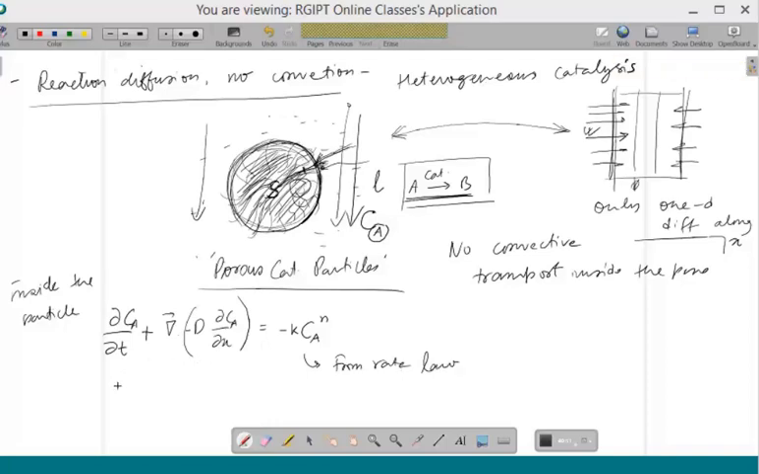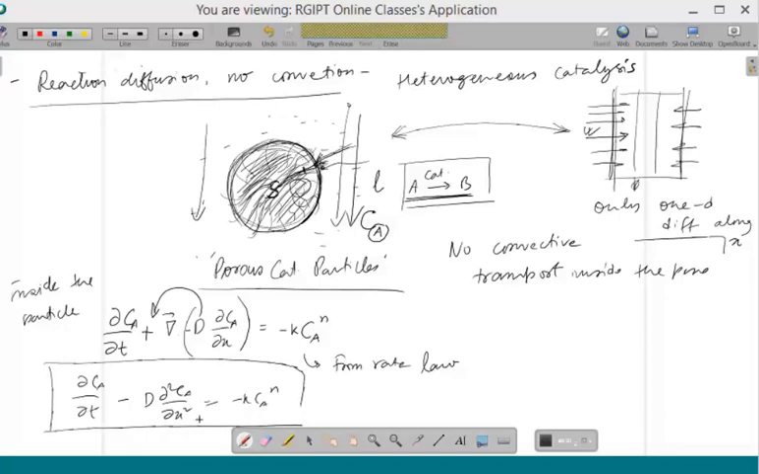Assuming D is constant, I can take it outside. So del C_A del t minus D, and del becomes del by del x in this case. So D into del square C_A by del x square equals minus k C_A raised to n. That will be the governing equation in rectangular coordinates.